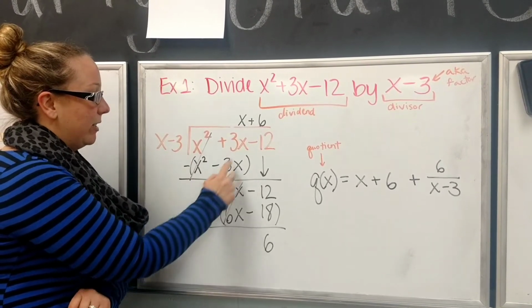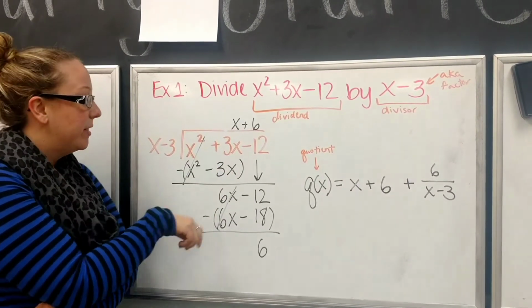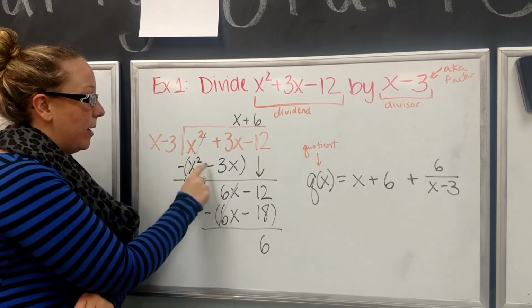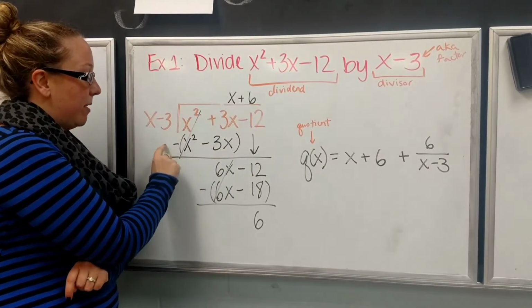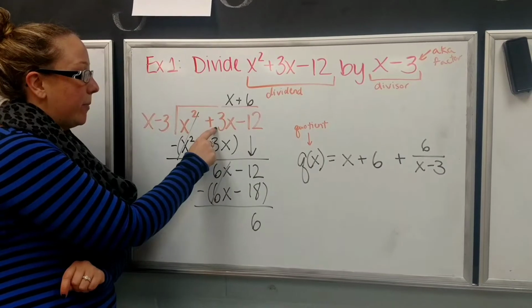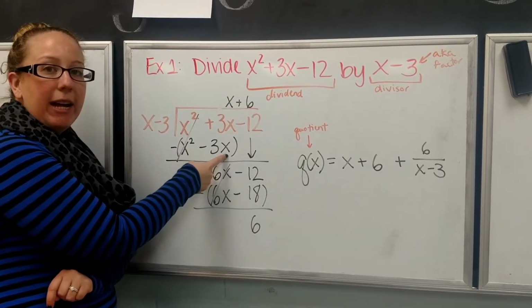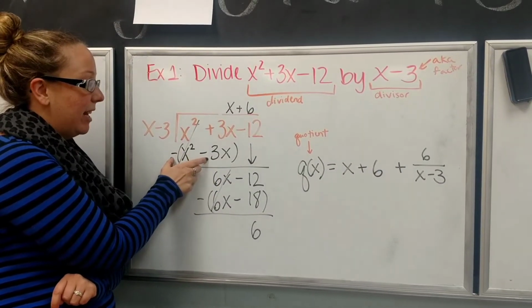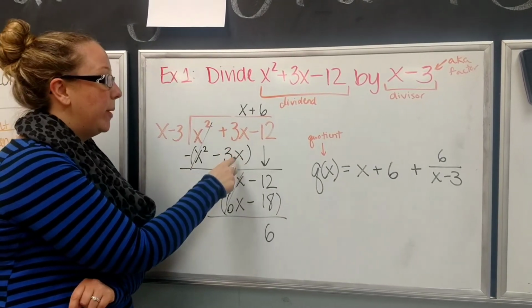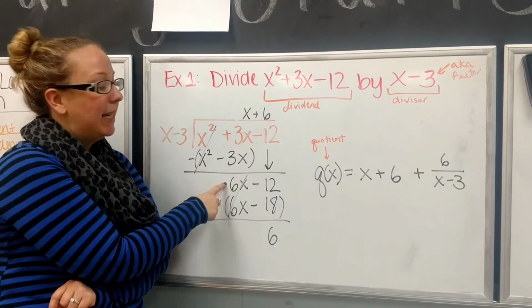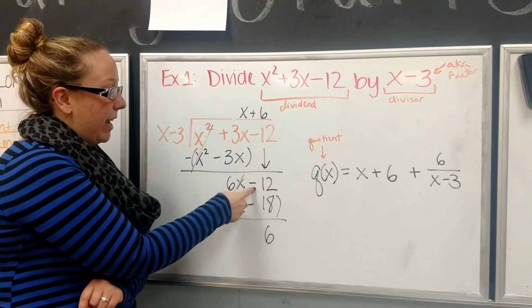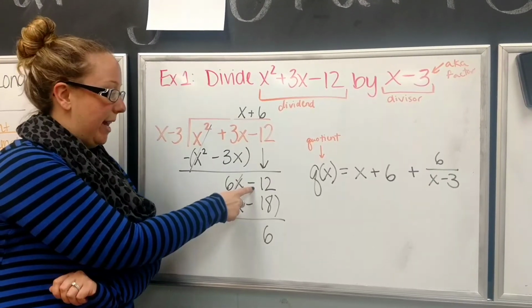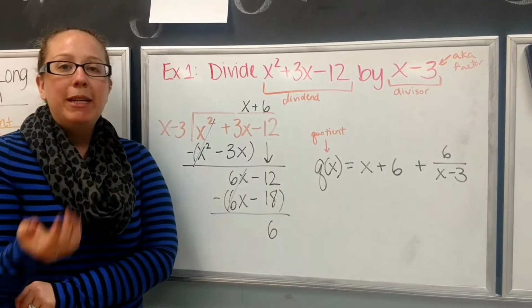So I subtract this whole term, that's why there's parentheses around it. I subtract x squared minus 3x. So x squared minus x squared is nothing. 3x minus negative 3x. Don't forget that minus negative turns into a positive, so I end up with 3x plus 3x gives me 6x. Then I bring down the negative 12. That's the last step, bring down. And then you repeat the steps.